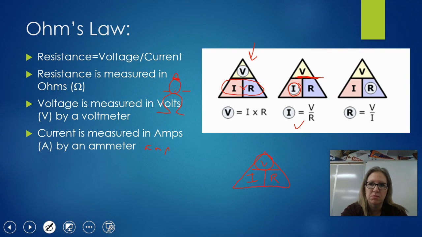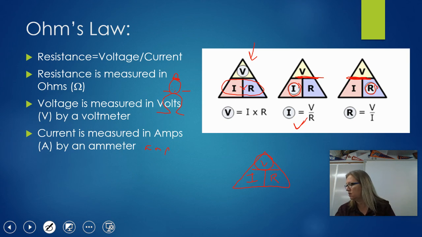If the current is missing, you've got the V over the R. Well, that's a division problem. You divide, that's a check mark, not a V. The voltage divided by the resistance would give you the current. And then last, if the resistance is missing, it's another division problem. You've got the volts being divided by the amps, divided by the current, okay?